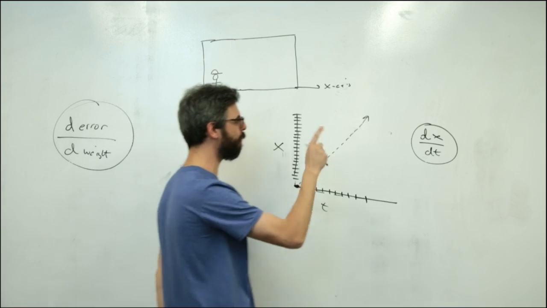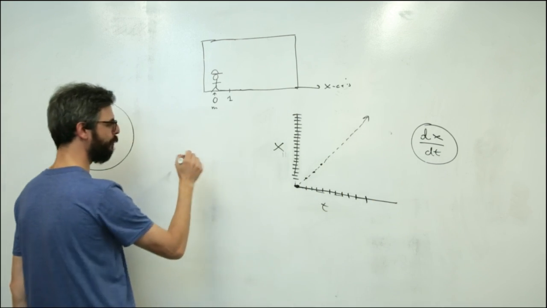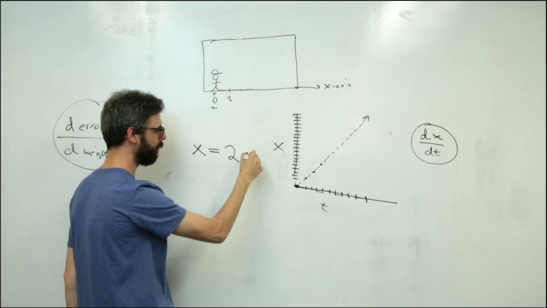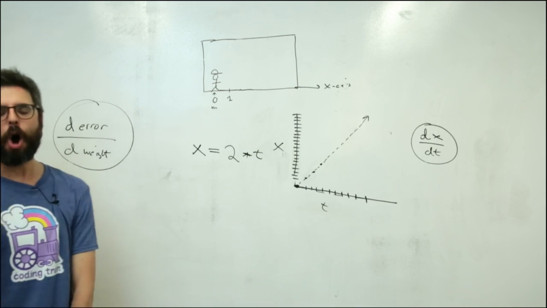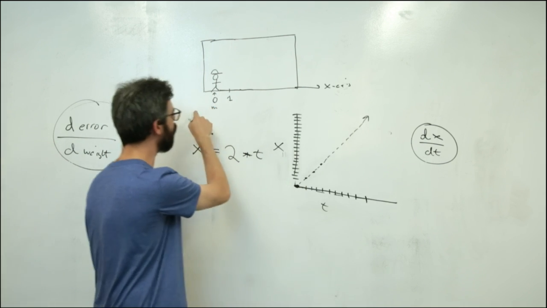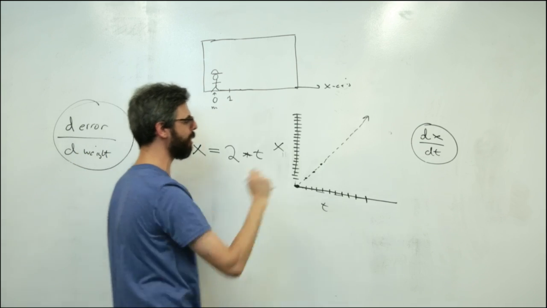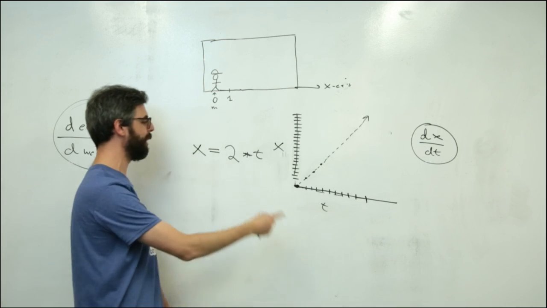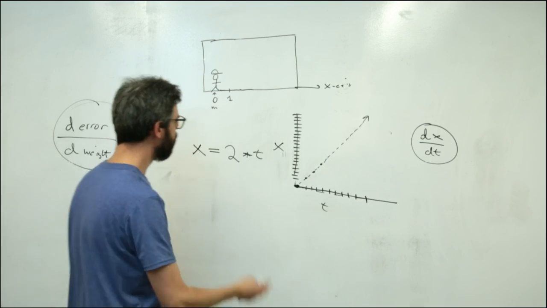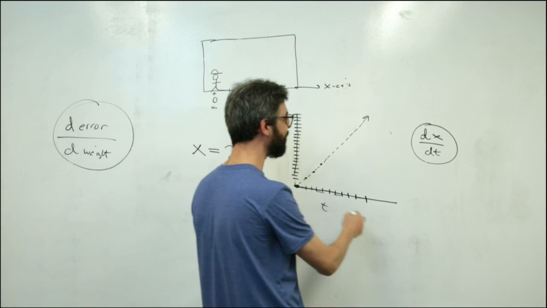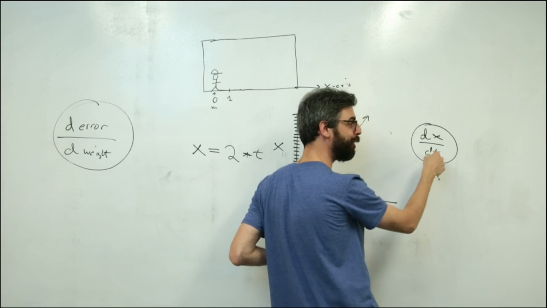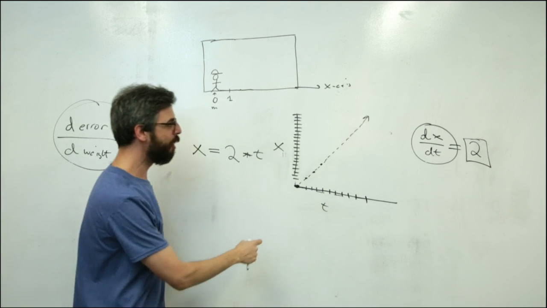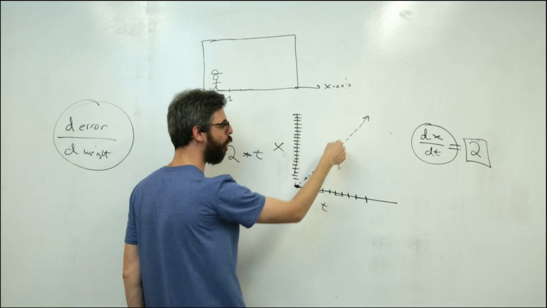So what is the formula? The formula for this line is x equals 2 times t. I can always determine what the position of the runner is according to what time. So at 10 seconds, the runner's at 20 meters. At 100 seconds, the runner is at 200 meters. So in this case, the change in x relative to the change in time is 2. And for any single point, it is always that value.